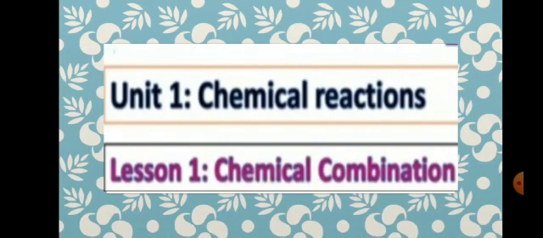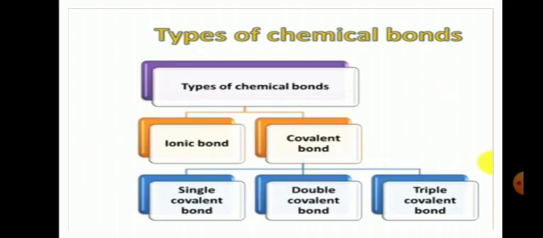Today we will complete lesson 1, chemical combination. Before, we talked about the types of elements. As we said, there are 3 types of elements. Who can remind me? Yes, number 1, metals. Number 2, non-metals. Number 3, noble gases.